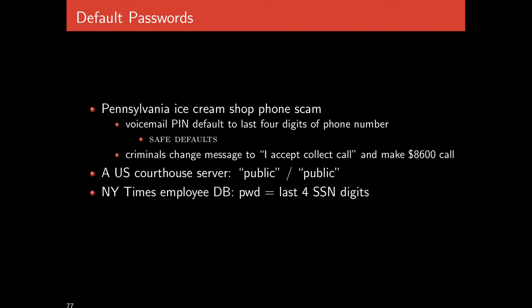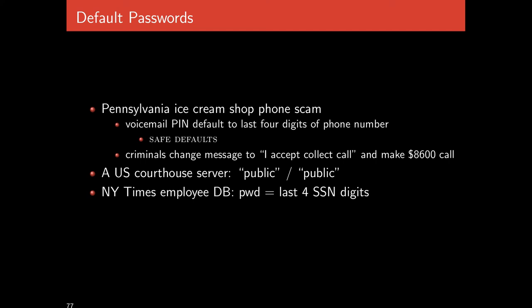There was a U.S. courthouse. They had a server that had records, sensitive information, court proceedings that were still under seal. Password public, username public, not a secure password. At the New York Times, which is a newspaper in the United States, they had a database for their employees, and the password was equal to the last four digits of their social security number. This is equivalent to the social insurance number we have here in Canada. As we talked about earlier, this is a number that we're supposed to somehow never tell anyone, except we're frequently asked by tax authorities or by banks or by credit authorities or by every employer what it is, and we give it away.